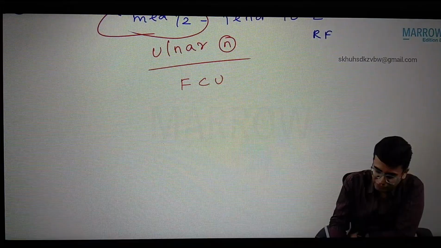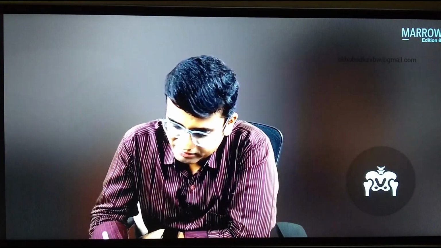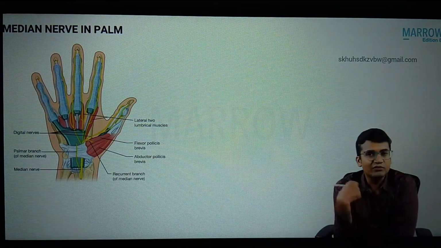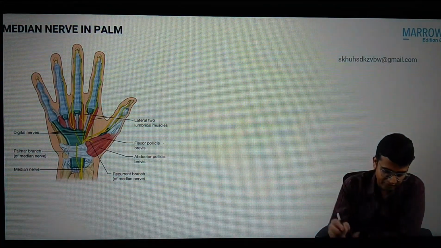So ulnar nerve in the forearm, remaining all the muscles are supplied directly by our median nerve. So 2.5 muscles by anterior interosseous nerve, 1.5 muscles by ulnar nerve, and all the remaining muscles are supplied by our median nerve. So these are the muscles in the flexor compartment of the forearm. Next, from the forearm, median nerve enters the palm.